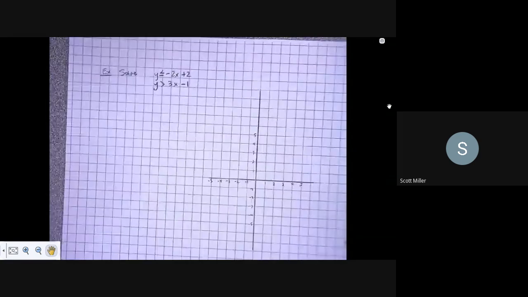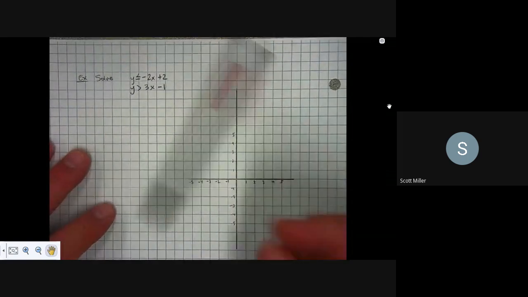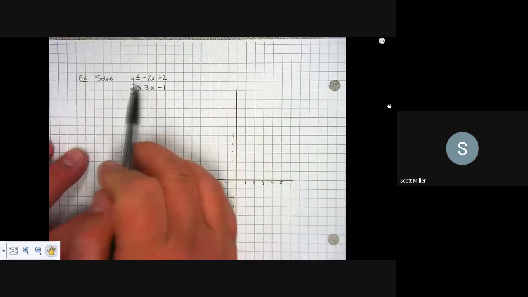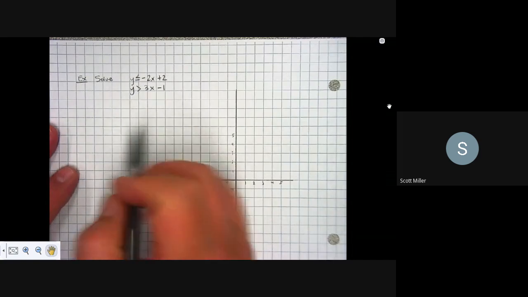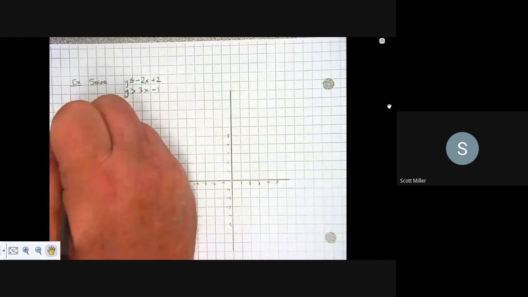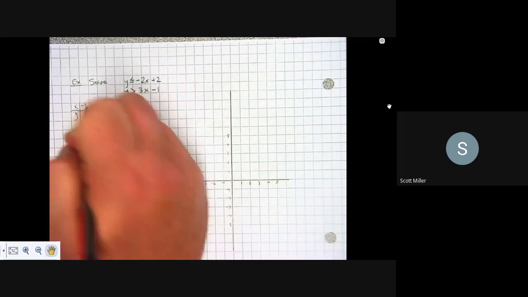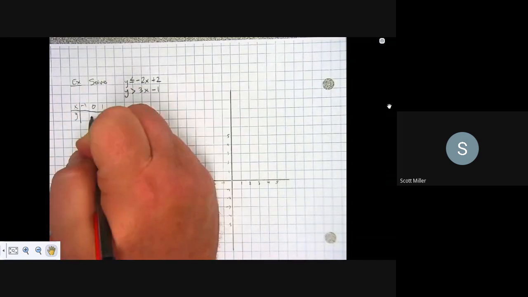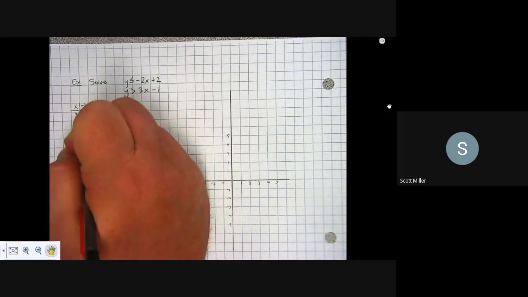Here's my example that I have prepared for us. I have two lines, two inequalities. We want to graph the boundary line for each one of these things, so you can make a table for each one. So x, y: plug in 0, 1, negative 1 for the top one. If I plug in 0, I'll get a 2. For 1, I'll get 0. And for negative 1, I'll get a 4.